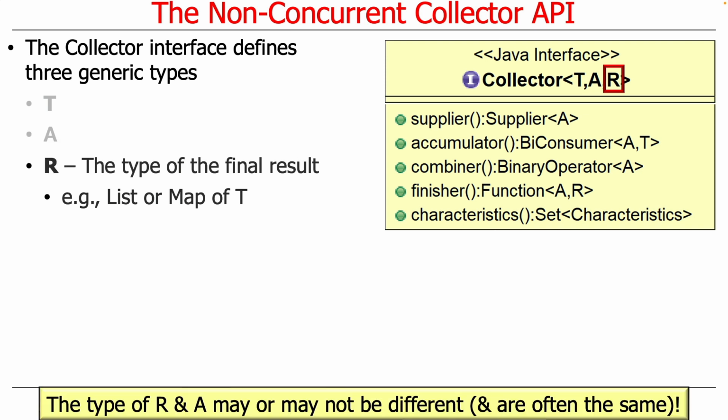And then R is the type of the final result that's going to be returned after all the collection and processing is finished. This is typically also a list or a map of type T. The type of R, the return, and A, the accumulator, may or may not be different, and they're often the same. In fact, we'll see that when they're the same, there are ways you can actually eliminate some phases here with the finisher, as we'll see.